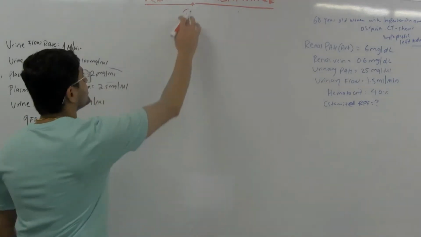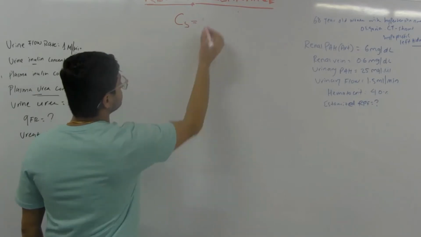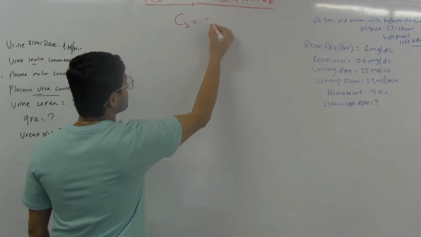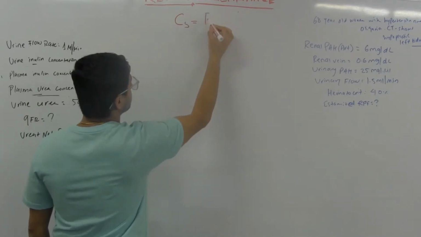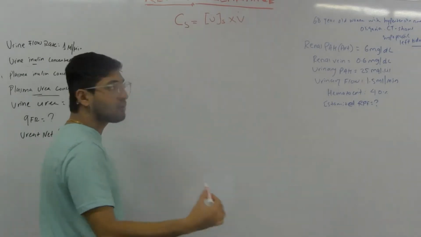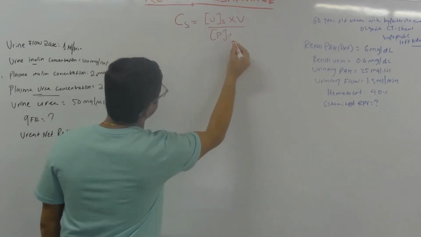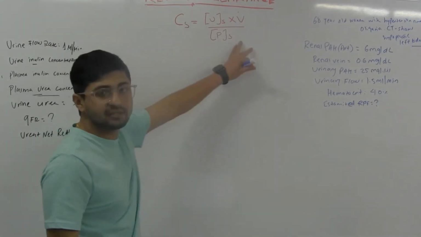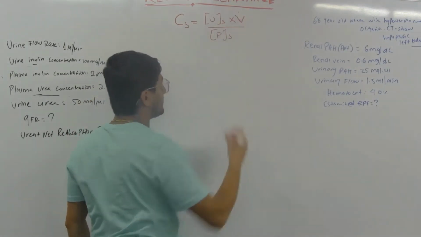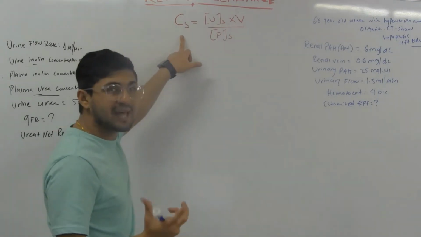Remember, our primary equation is: the clearance of a substrate is equal to the urinary concentration of that substance times the volume, the urinary flow rate, divided by the plasma concentration of the substrate. It could be anything. This is just the equation that we can use for anything. When we use, let's say, inulin, we just make slight changes.